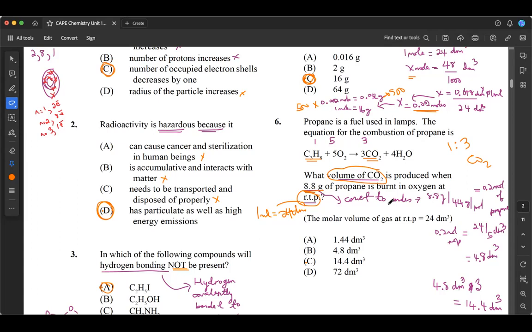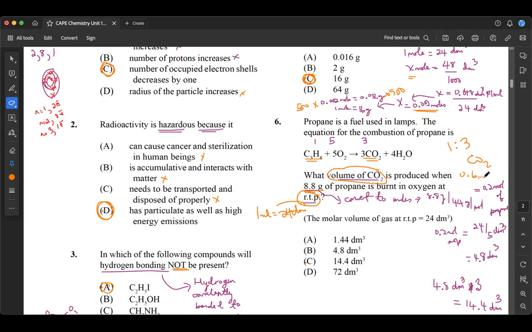So if we do the mass of propane divided by the molar mass of propane, then we get how many moles of propane were present. And so that's 0.2 moles of propane. And with that 0.2 moles of propane, we would have known right from the jump that we would also get how many moles of carbon dioxide. We know that we'd get 0.6 moles of carbon dioxide.